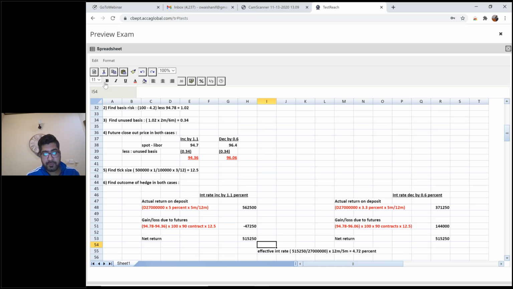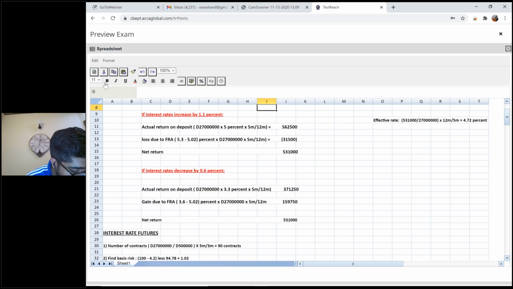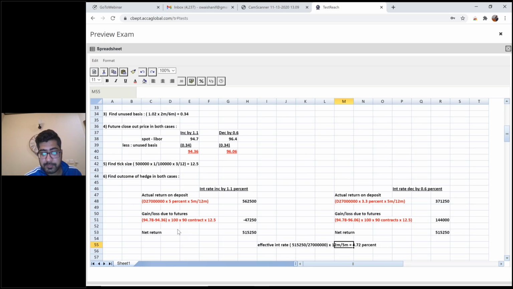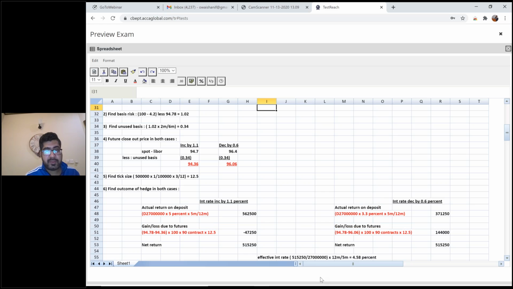Okay, so this ends futures. Now comparing these two, the effective rate was 4.72 in FRA, and sorry, in futures it's coming 4.58. I have not performed options yet, but comparing these two, FRA is giving 4.72% effective rate, and futures is giving 4.58.